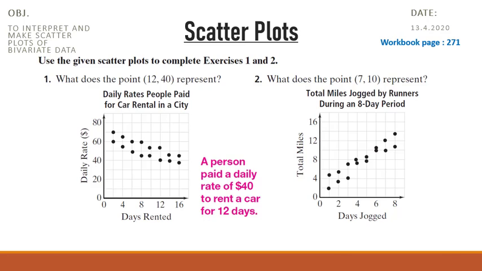Okay, in the next one, I want someone else. Okay, Ahmed Wael. Yes. 7 represents days jogged, and 10 represents total miles. Great. So the runner jogged a total of 10 miles in 7 days. Okay. Great.